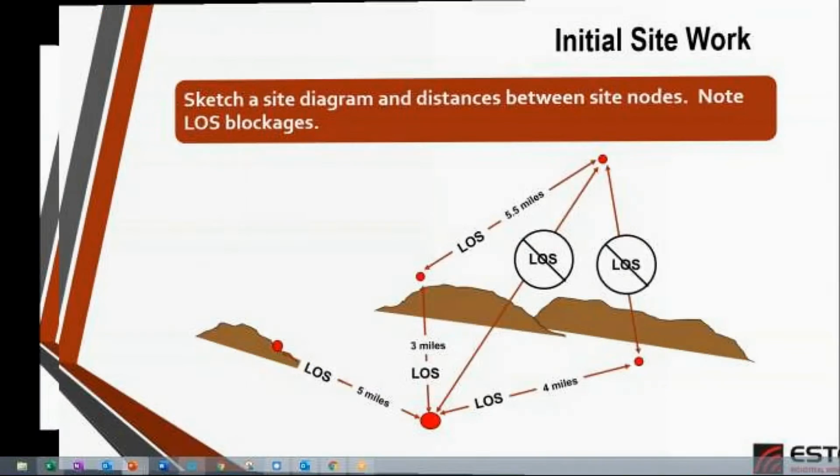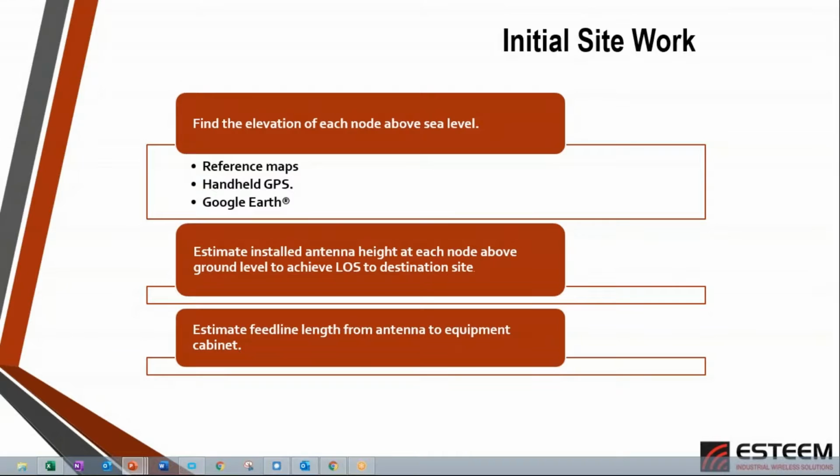So what do we need? Where do we start? Once we've got the distance, the next thing we'll take a look at is actually height and elevation above sea level. That is going to give us a good reference point. Again, we can go back to the reference maps, handheld GPS, or Google Earth itself will actually tell you the height of a location above sea level.